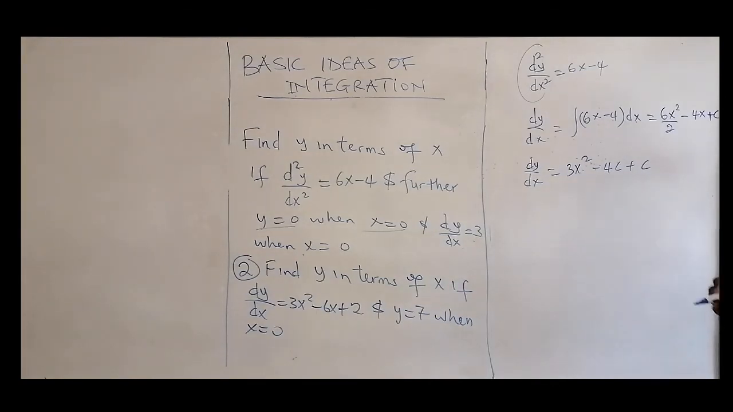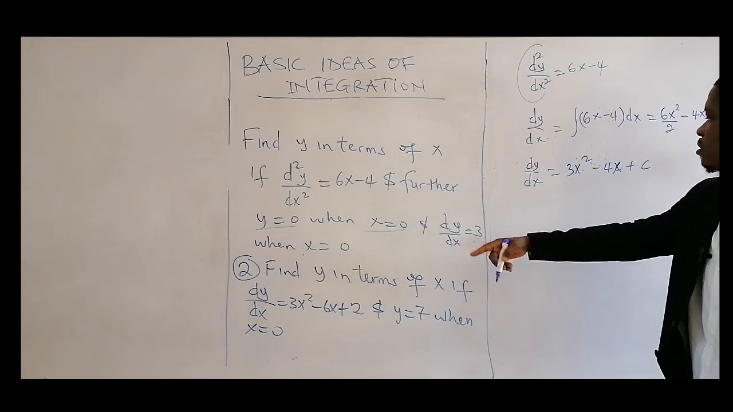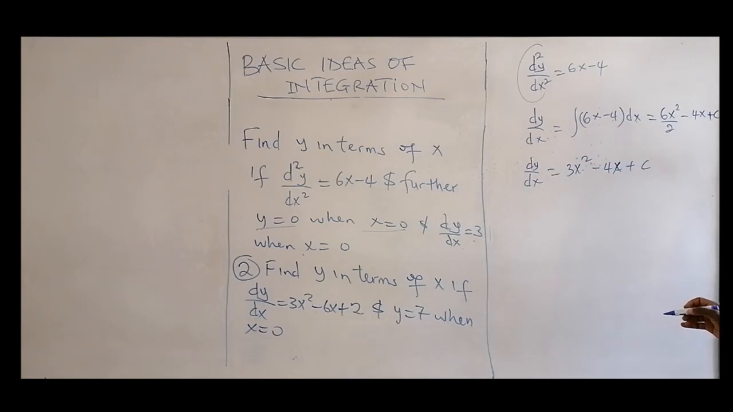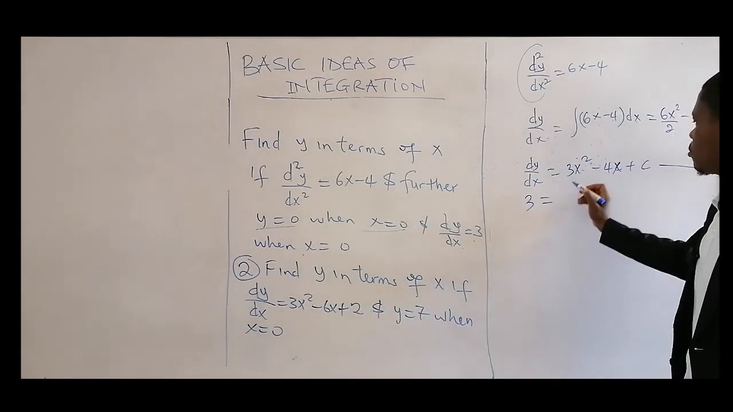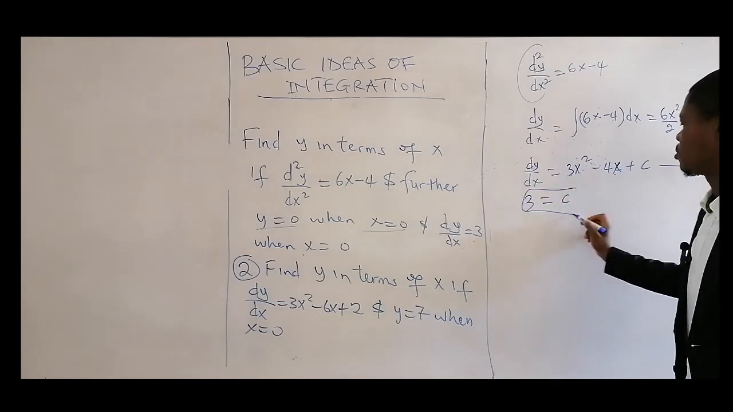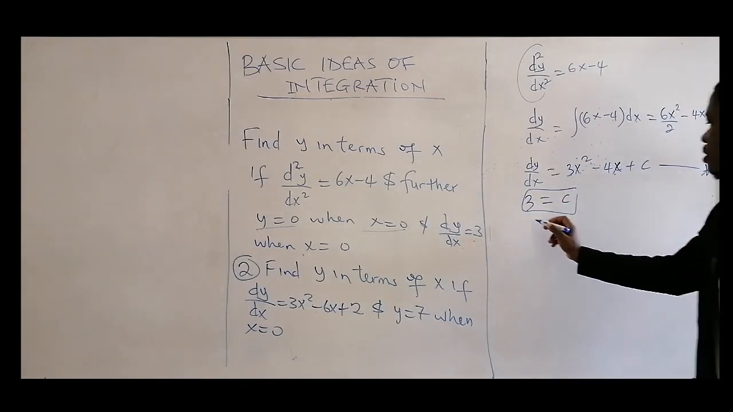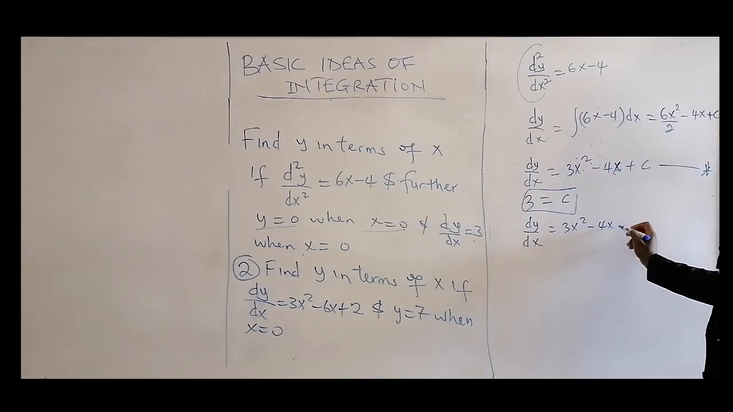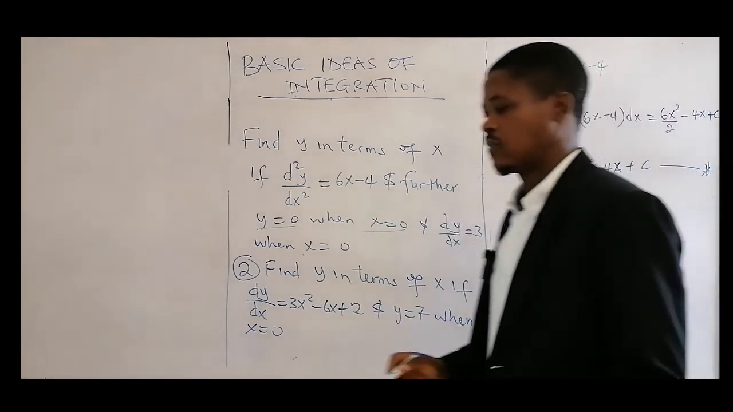Then what can we do now? So dy/dx is 3 when x is equal to 0. So let's use this equation. We need to get the value of c. So dy/dx is 3 when x is equal to 0. This will be 0, this will be 0. So c equals what? c equals 3. So we now have dy/dx as 3x squared minus 4x plus 3. So that's the first differential.